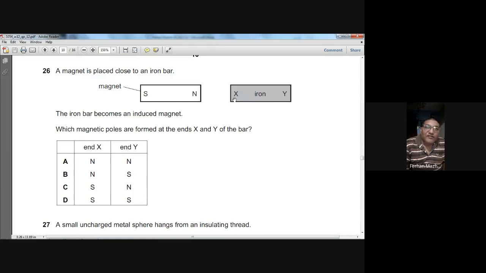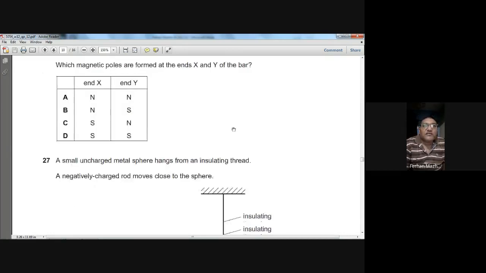So on X we will have a south, and on Y we will have a north, magnetic induction. So X will be south and Y will be north. So C is the choice. Question number 26, C is the choice.